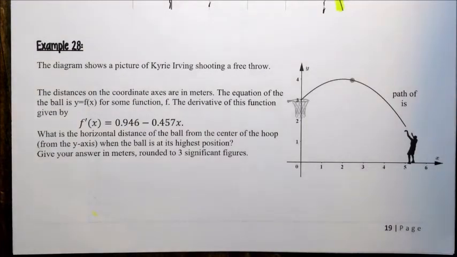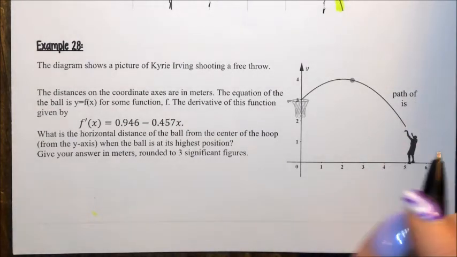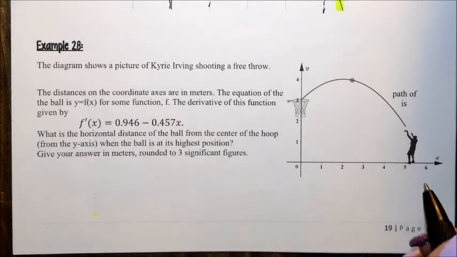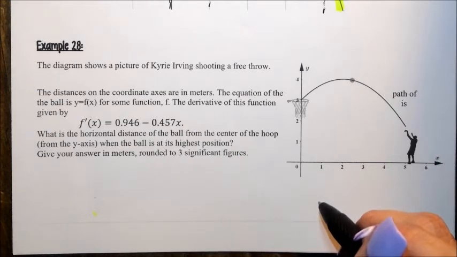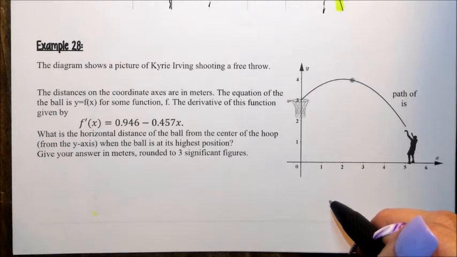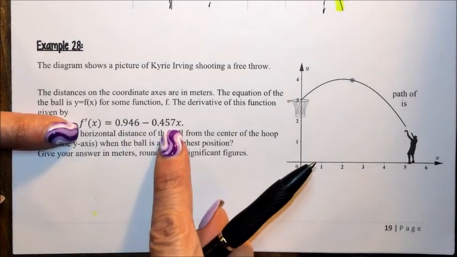All right, so let's see. We're looking at this, and we want to know the horizontal distance. I'm going to mark this again. The derivative of the function is given by this. Find the horizontal distance from the center of the hoop to the y-axis when the ball is at its highest point. Give the answer in meters. Okay, I was looking at what I did on this. So here's my function.